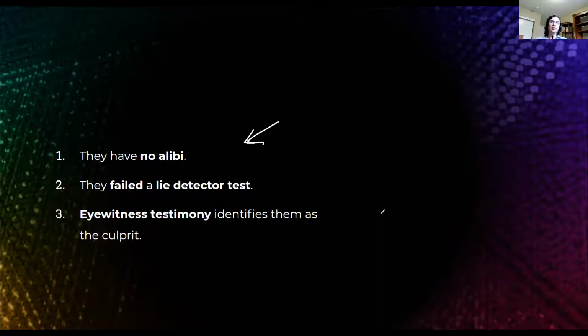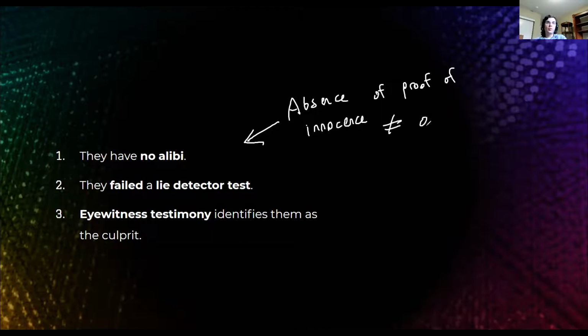No. Maybe you were home alone enjoying a nice bubble bath. Nobody was there when you were taking your bubble bath, but that doesn't mean you weren't taking it. You have no one to prove that you were home alone during this time, but you could have been. So the absence of proof of innocence does not equal proof of guilt. Very, very important thing for people to understand. Not being able to prove you're innocent is not the same thing as being guilty. That's not the same thing. Okay, so what about this one?